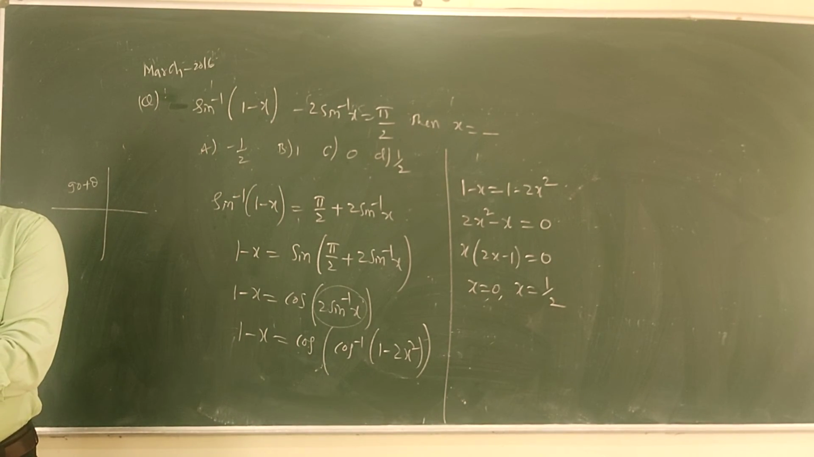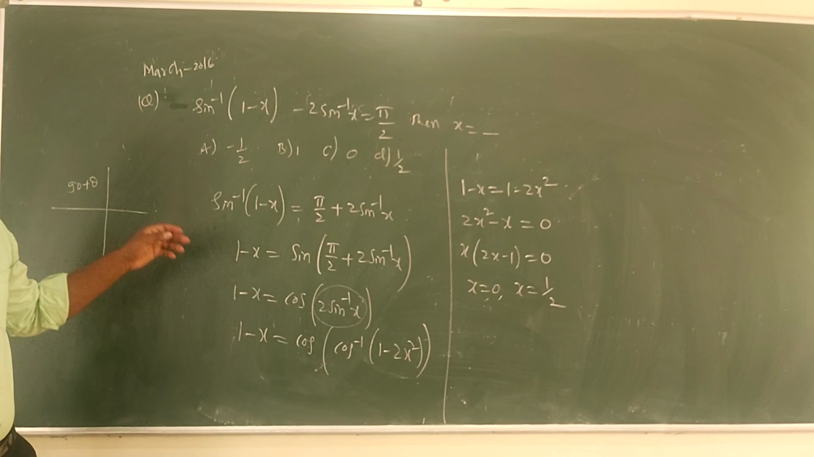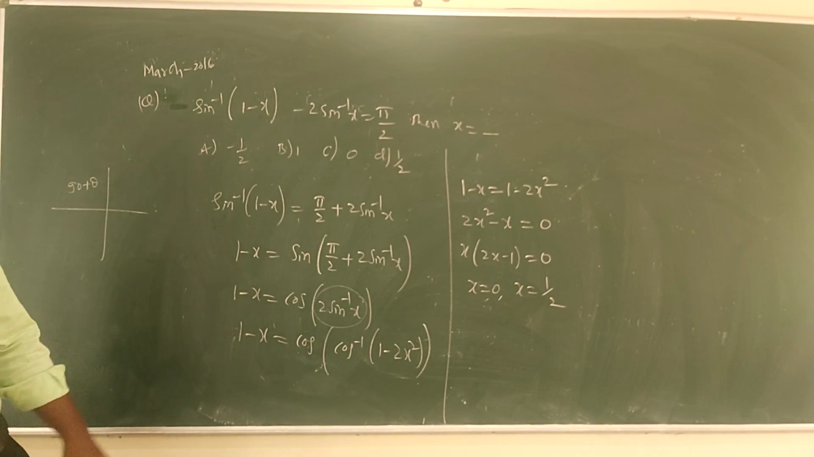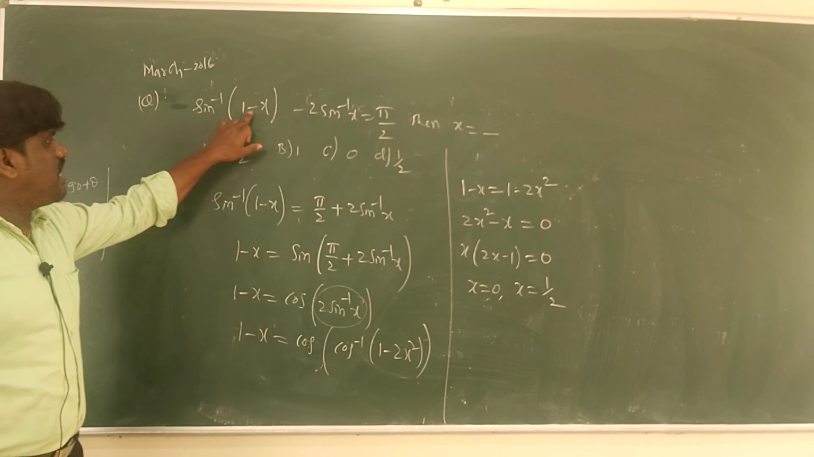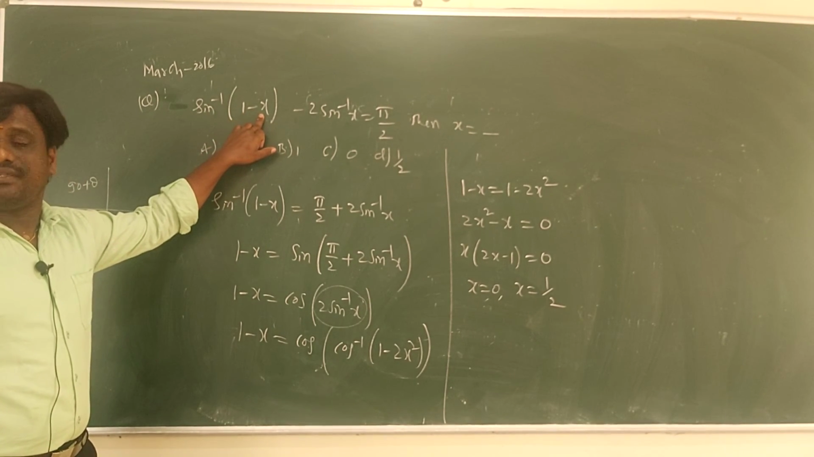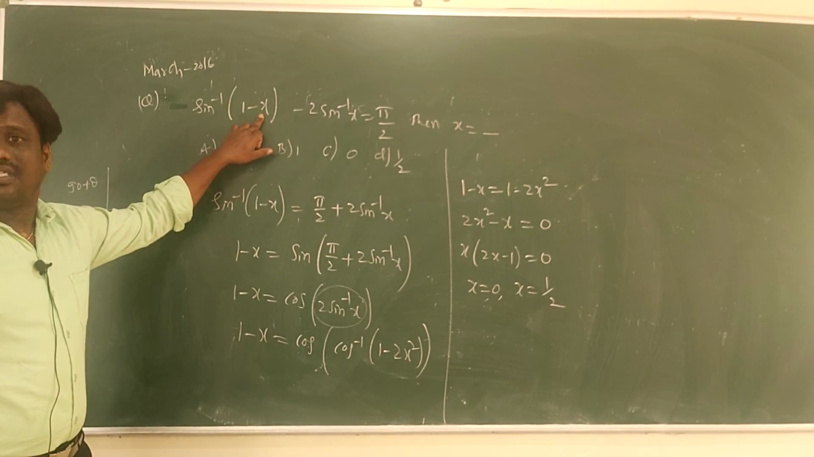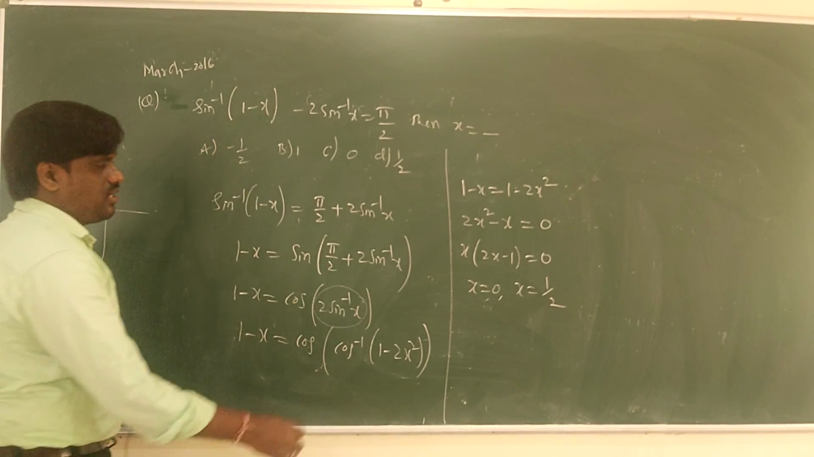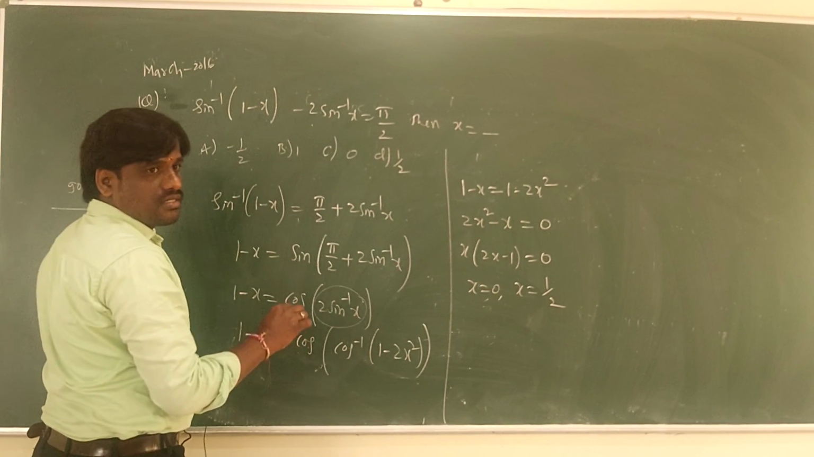So for 0, what are you going to get here? For 0 it will be satisfied. How? Simple, by observation you can see here. Sine inverse 1 minus 0, that is sine inverse 1. Look here, you have sine inverse 1 minus 0. In the x place I am substituting 0. Only one answer is correct.